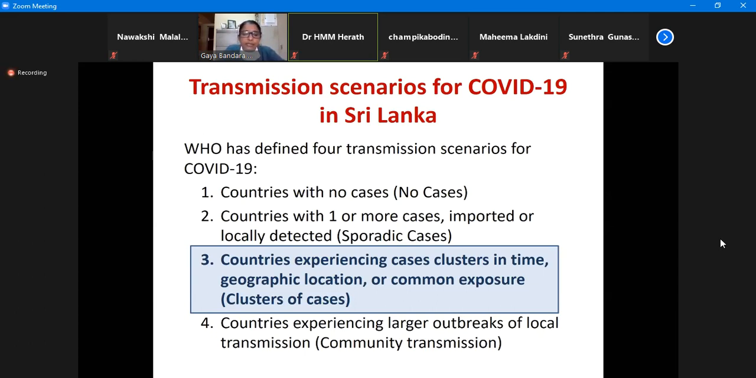In the third scenario, the countries will experience cases in clusters, either in a particular period of time or a particular geographical location, or maybe due to some common exposure. And the fourth stage is countries that experience large outbreaks due to community transmission of the virus. Fortunately, Sri Lanka is still at the stage of cluster of cases. So the community transmission has not been detected in Sri Lanka so far. But we have to be vigilant. Only a single case is sufficient to initiate a community transmission. So we should not let our protection down.